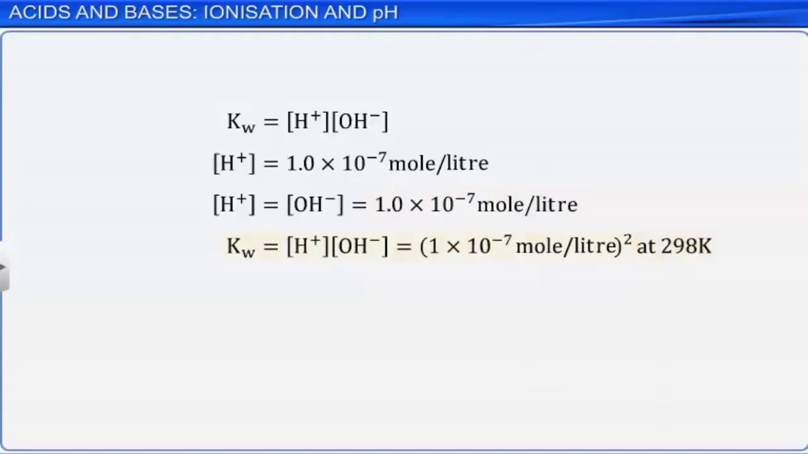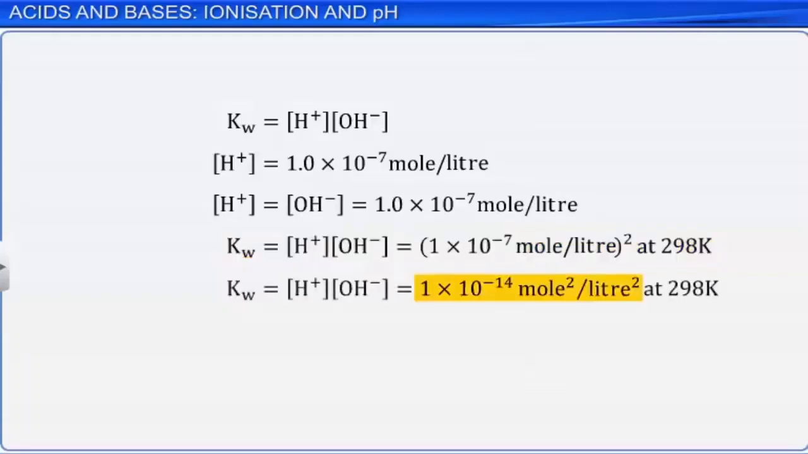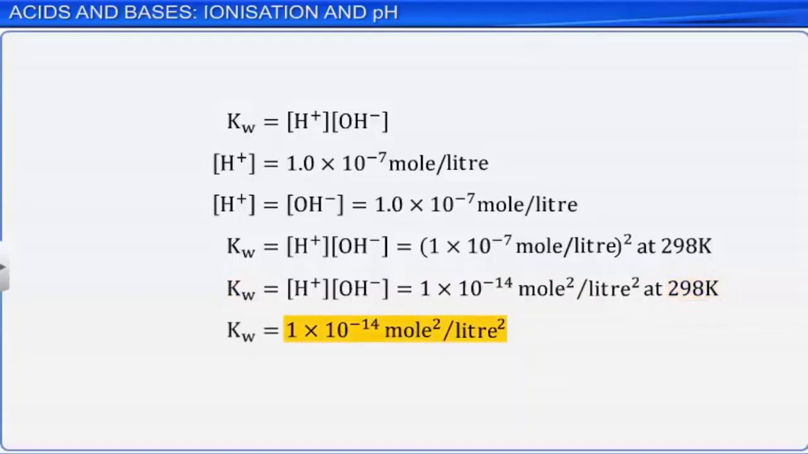Thus, at 298 Kelvin, the ionic product of water, which is equal to the product of the concentrations of H plus and OH minus ions, is equal to 1 multiplied by 10 to the power of minus 7 raised to the power of 2 moles per liter. This is equal to 1 multiplied by 10 to the power of minus 14. Hence, the value of the ionic product of water at 298 Kelvin is equal to 1 multiplied by 10 to the power of minus 14 moles square per liter square. It must be remembered that Kw, being the equilibrium constant, depends on temperature.